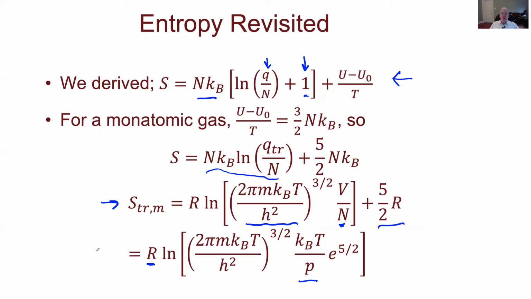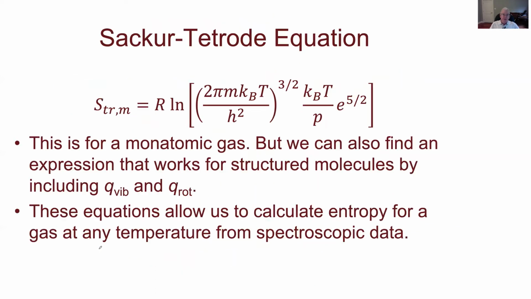So we get to this equation. This equation has a name. This equation is called the Sackur-Tetrode equation. The version here is for a monatomic gas because we did only the translational part of the partition function. We left out any contributions from vibration and rotation, okay? We could also find a version of this equation, an expression that would work similarly for molecules with structure, where I would have to include the vibrational and rotational pieces of the partition function. It would just be a more complex equation. It would have other terms in it, okay?